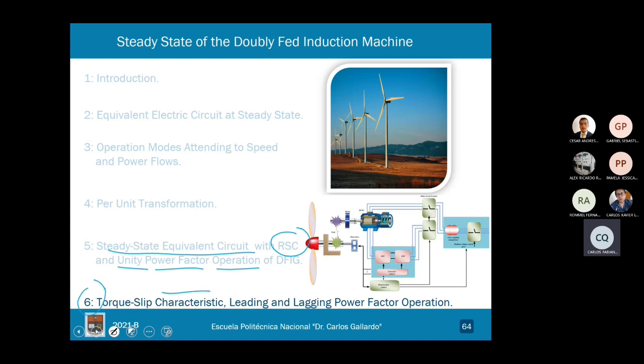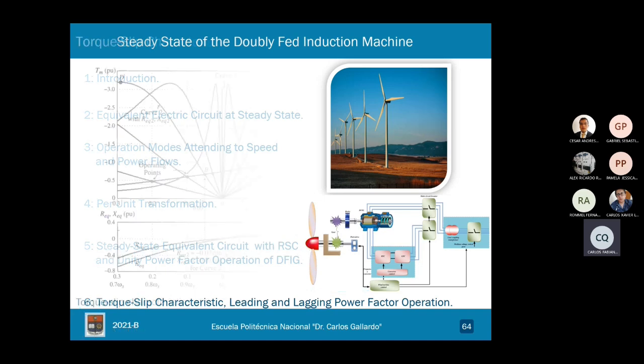And in this case, I am changing the mode of operation. I am not operating at unity power factor. In this case, I am operating either leading or lagging power factor operation. Okay, so let's start with the first part, the torque slip characteristic. And later on we continue with the leading and lagging power factor operation.